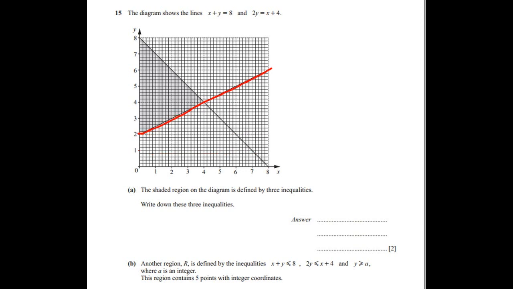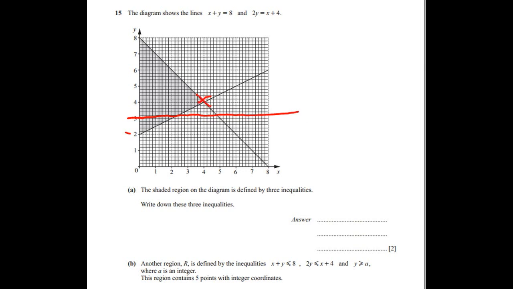Let's see which one. The next condition we're given is that the region contains 5 points with integer coordinates. So if we consider, let's say y equals 1, then we have many integer coordinates here, (5, 1), (4, 1), (3, 1), (2, 1), and so on. We have multiple integer coordinates over here. So we need such a horizontal line which gives us only 5 integer points. So let's try the one closest to the remaining 2 lines. Let's try this one.